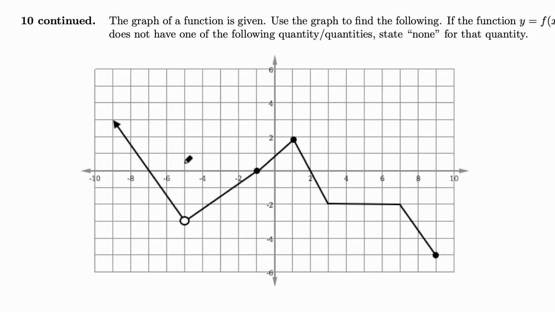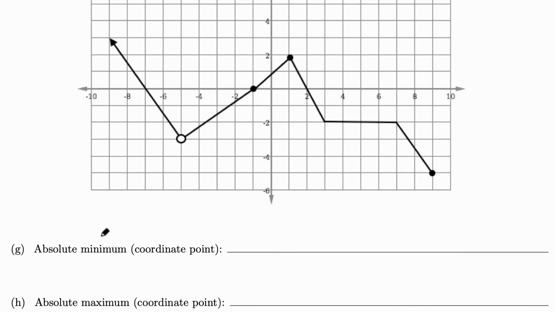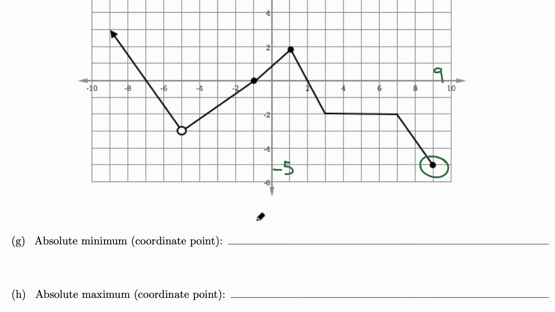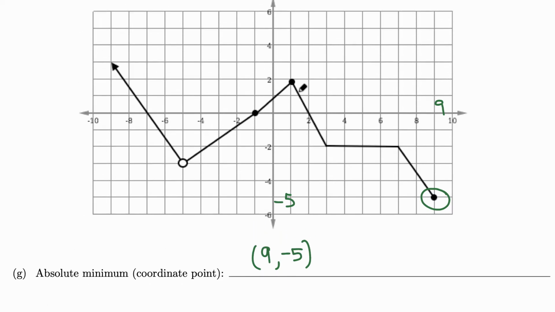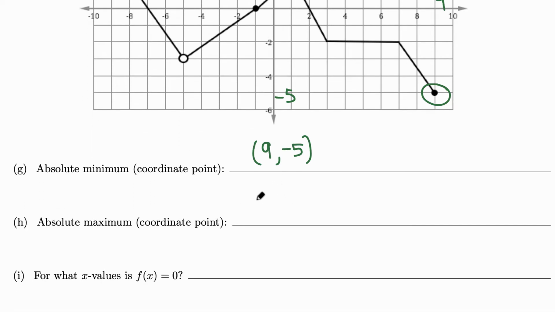Still working on this graph. Here we need to answer absolute minimum. So that's here. There's a dot, and so absolute minimum, that's at 9, and the minimum value is -5. So the location is 9, the absolute minimum value is -5. Absolute maximum, this is local maximum. See, arrow is going forever, so there is none.